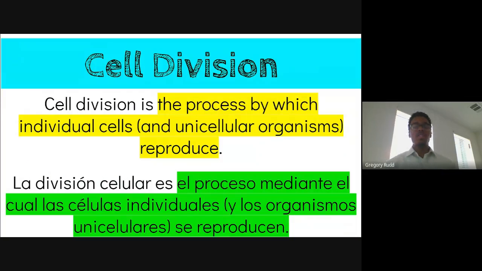Now, here's where I want you to start taking your notes. As you can see, I've highlighted things that I think you should write down. So cell division is the process by which individual cells and unicellular organisms reproduce. I'll give you some time to write that down while I go grab my water bottle.